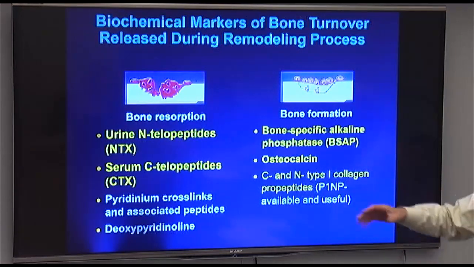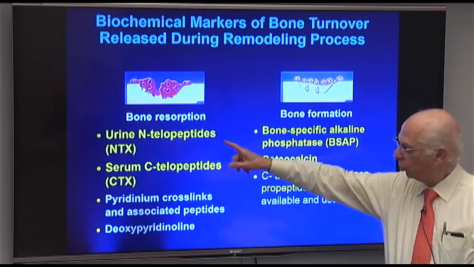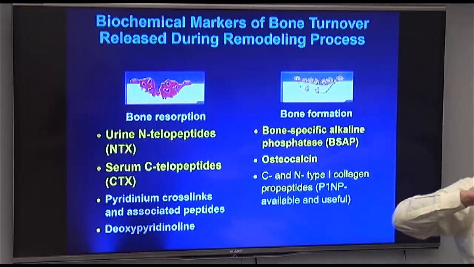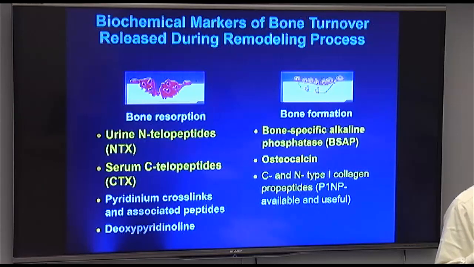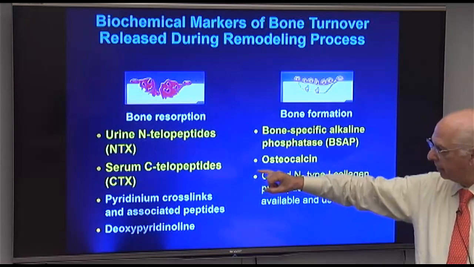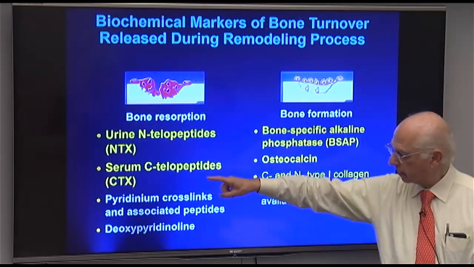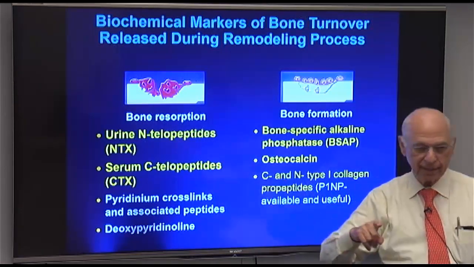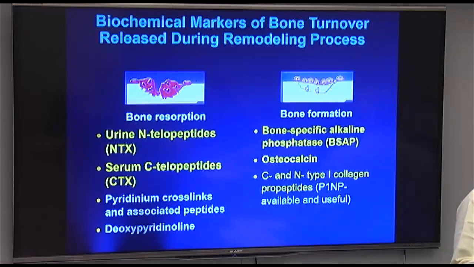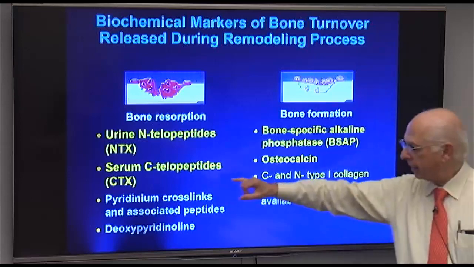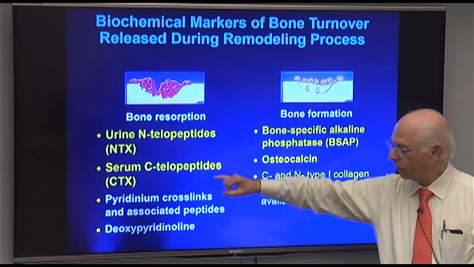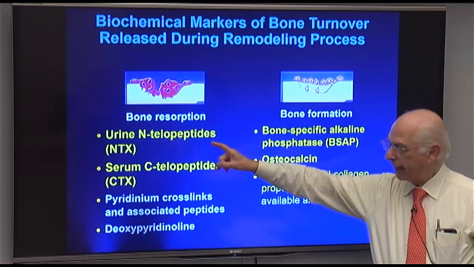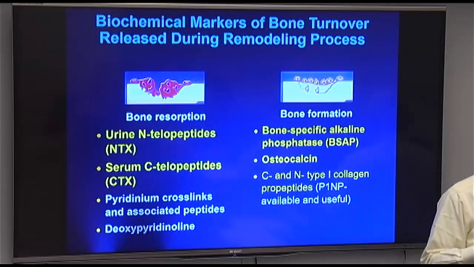If you can't use the CTX, the urine NTX, not the urine CTX. The CTX is the carboxy end of the type 1 collagen that gets clipped off in terms of bone resorption. The NTX is the amino terminal end of the type 1 collagen. And for some reason, and I don't know, the serum CTX seems to be better than the serum NTX, and the urine NTX seems to be better than the urine CTX. It just turns out that way.